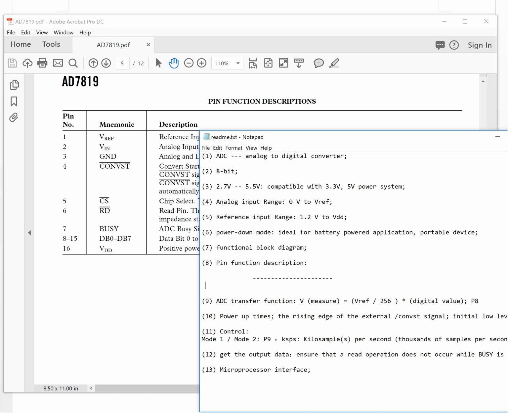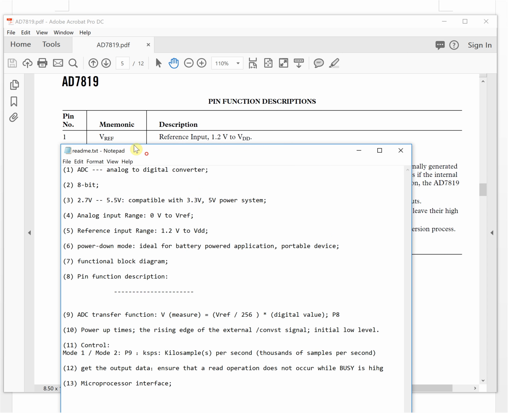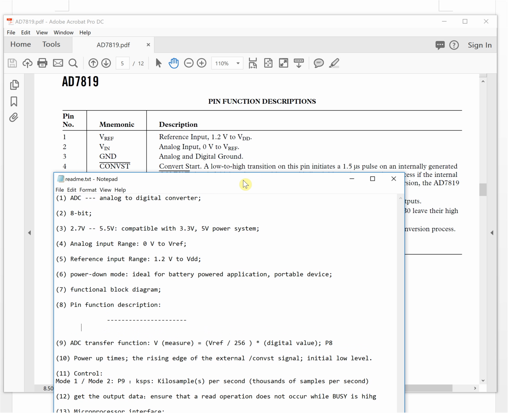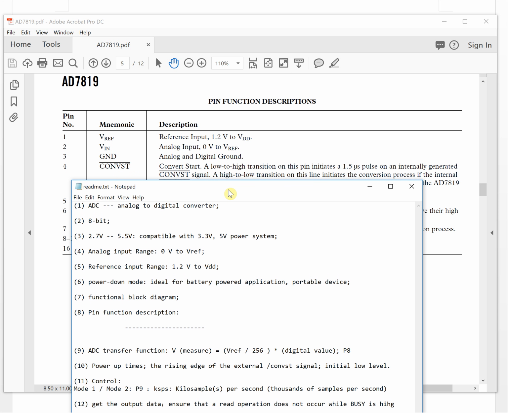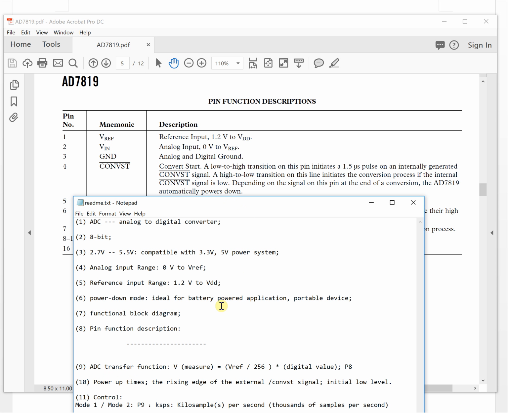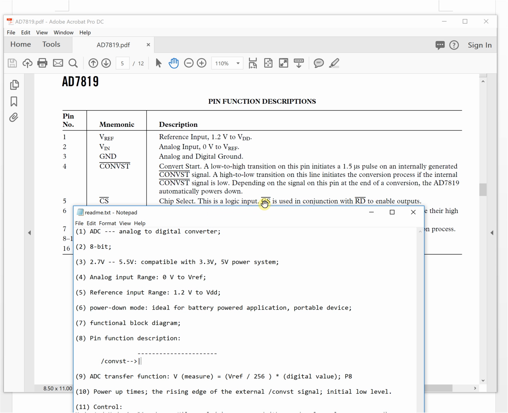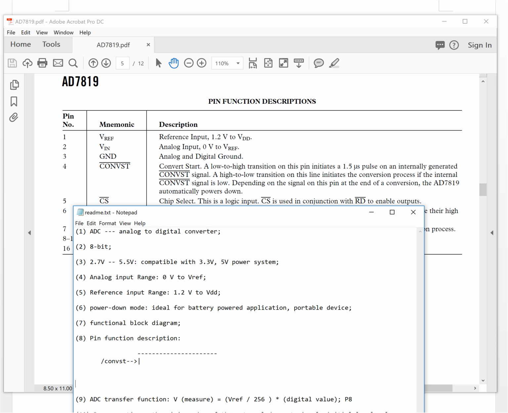Let's take a look at the first pins. This is the reference input, this is the analog input, and this is ground. This is convert start, and it's an input pin, active low, so we make it like this. Next, CS is chip select. It's a logical input, so it is also an input pin.